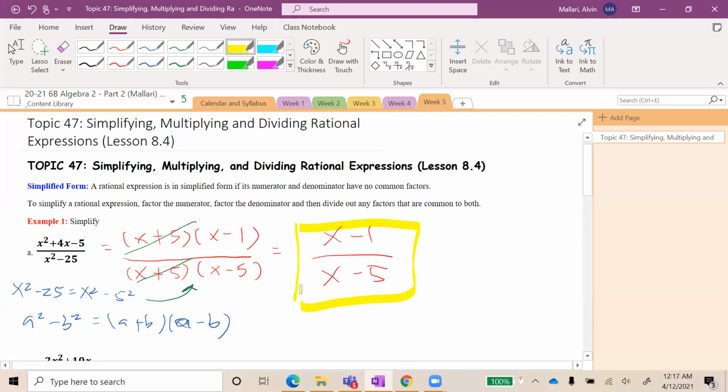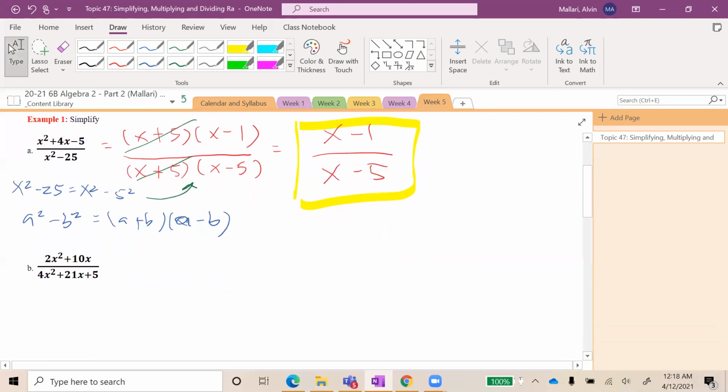Okay. Now moving on to letter B. Let's look at the numerator. We are going to use GCF in this case, greatest common factor. We'll find the greatest common factor of 2x squared and 10x. That would be 2x. To get the other factors, we divide 2x squared by 2x, which is equal to x. And then the second term, 10x divided by 2x, would be equal to 5. You can even check: 2x times x is 2x squared, and 2x times 5 is 10x.